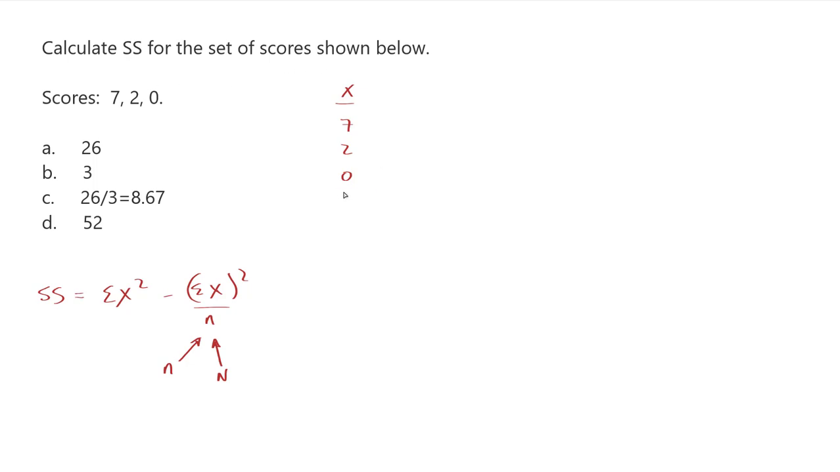It doesn't make any difference when you're finding the sum of squares. Okay, so to do this formula, I need to know my sum of x. So 7 plus 2 plus 0, that makes 9. I also need to know the sum of x squared. So I need to square each one of these values. So 7 squared is 49, 2 squared is 4, 0 squared is 0. If I add these up, I'll get the sum of x squared, and so this becomes 53.